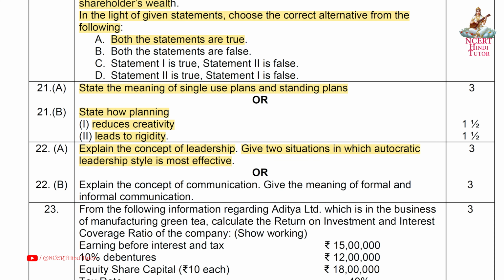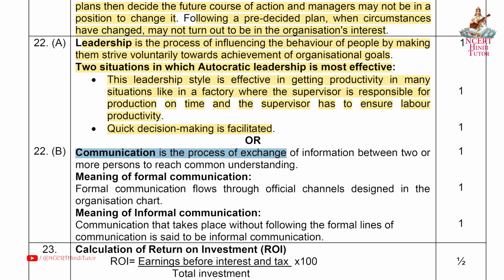Question 22b. Explain the concept of communication. Give the meaning of formal and informal communication. Answer. Communication is the process of exchange of information between two or more persons to reach common understanding. Meaning of formal communication.